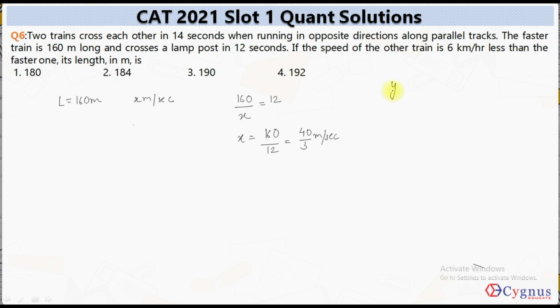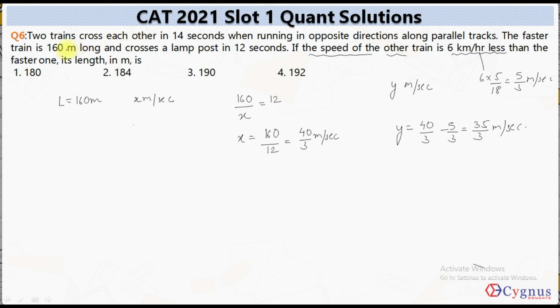Let's assume that the speed of the slower train is y meters per second. And it's given that the speed of the other train, that means the slower one, is 6 km per hour less than the faster one. 6 km per hour in terms of meters per second can be written as 5 by 3 meters per second. So the speed of the slower train is 40 by 3 minus 5 by 3. It gives you 35 by 3 meters per second.